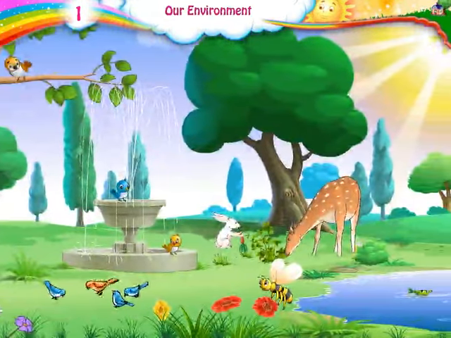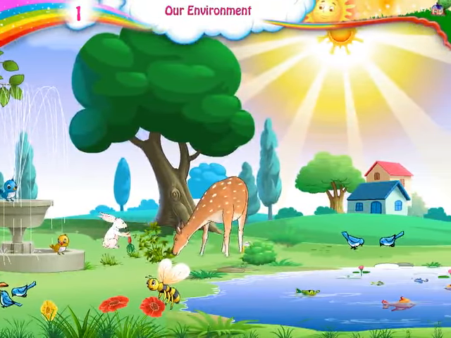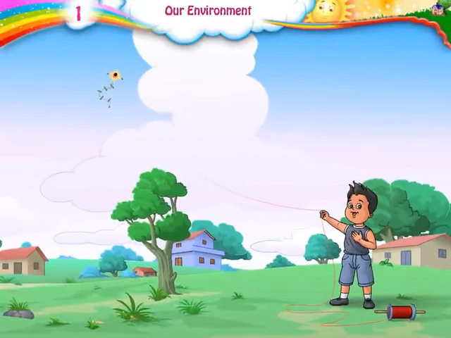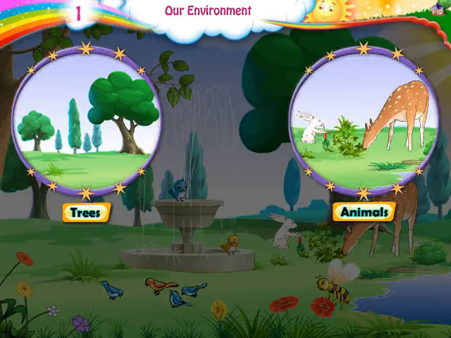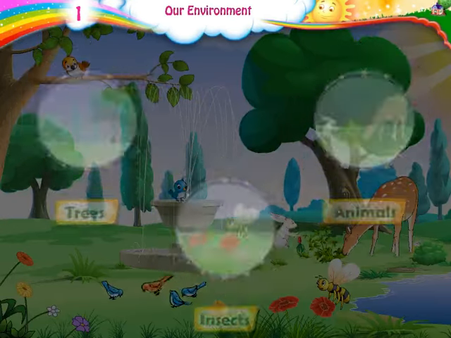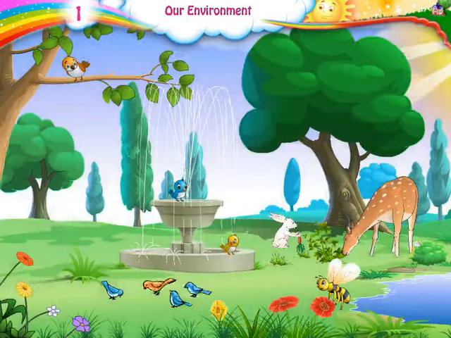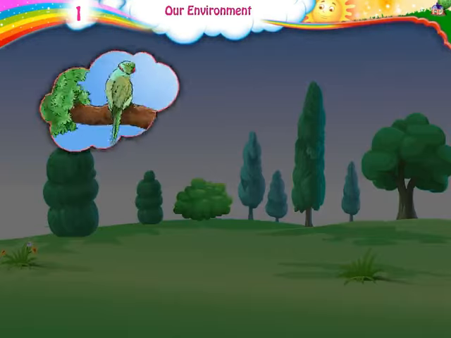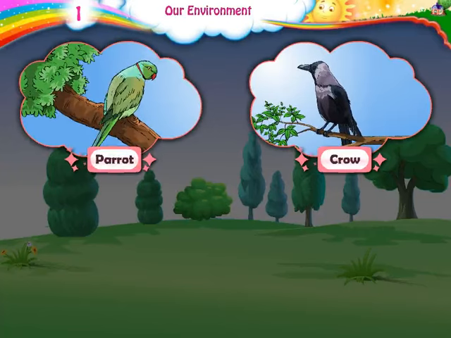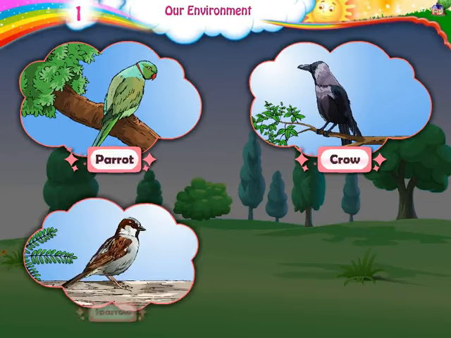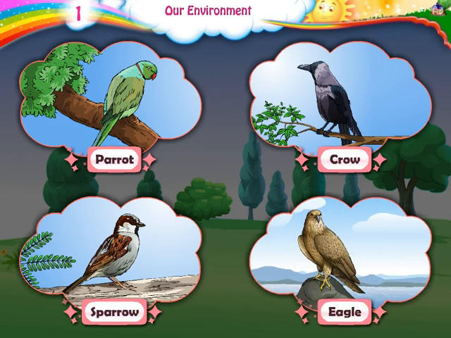When we look around us, we find many things in our surroundings. All these form our environment. These include trees, animals, insects, and a variety of colorful birds of different sizes. For example, a parrot is green in color, while a crow is black. A sparrow is tiny, whereas an eagle is big.